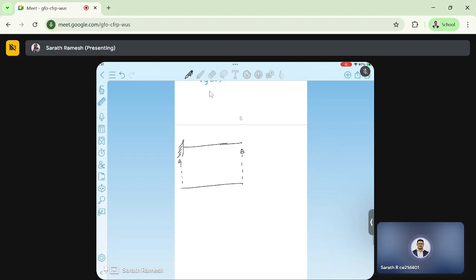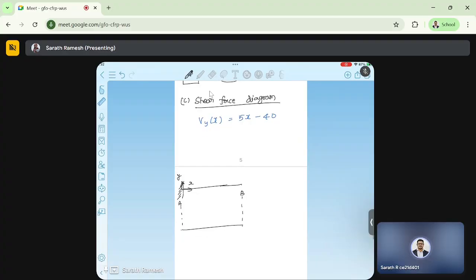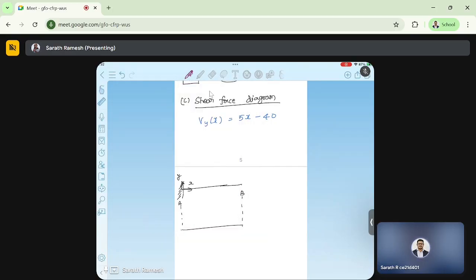Okay. At x equal to 0, my x starts from here. At x equal to 0, I'm getting minus 40. What color will we use for drawing? Okay, at x equal to 0, it's minus 40. It is negative shear force, and as it increases, it reaches 0.